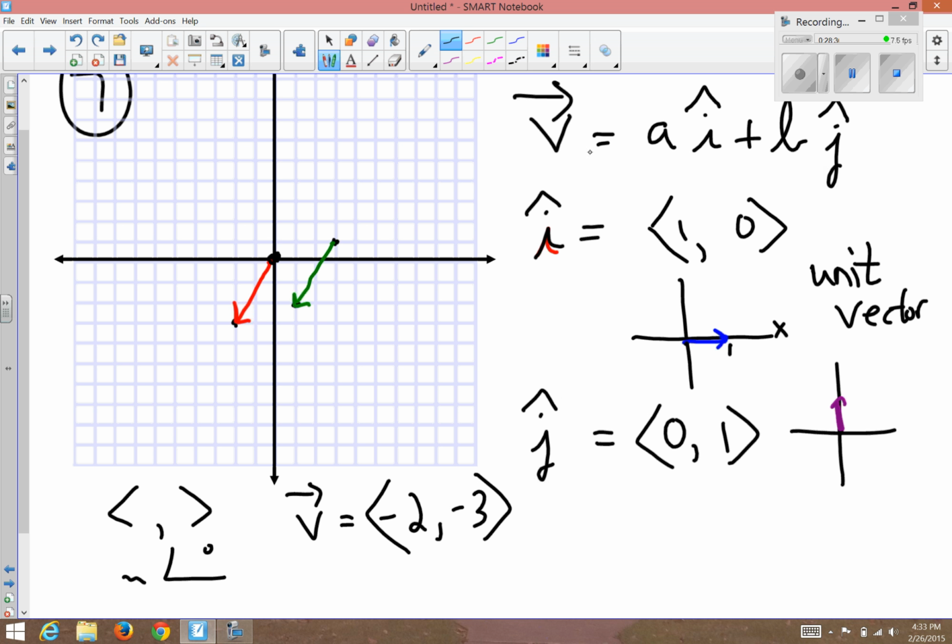But to write it in the form that's in the question, we just take this -2 and put it next to i hat, and then plus, we take the b, which is -3, and put it next to the j hat. And that's the answer. I'll show you why it is in a second.